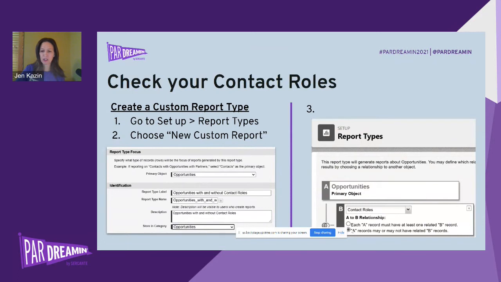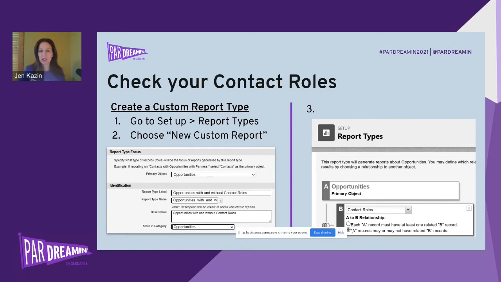And you also want to choose the bottom radio dial, because the system will automatically by default have the top one. And this is why we set up the custom report type, is because I want to see opportunities both with and without contact roles. So that's the bottom choice.